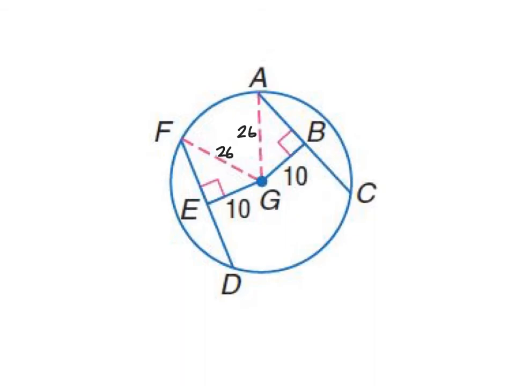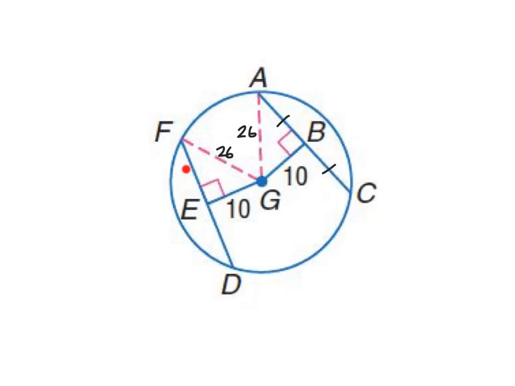So let's also look at what we have here. We can see that we have something going from the center out. So it's acting kind of like a radius, and it is perpendicular to this chord. So I know that since it's perpendicular, it's actually going to bisect the chord. So I'm going to do this and this.